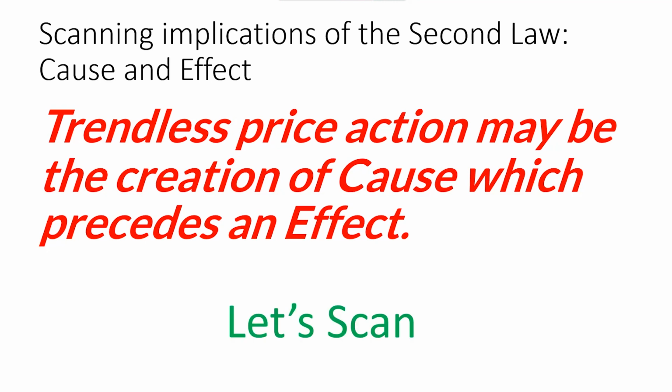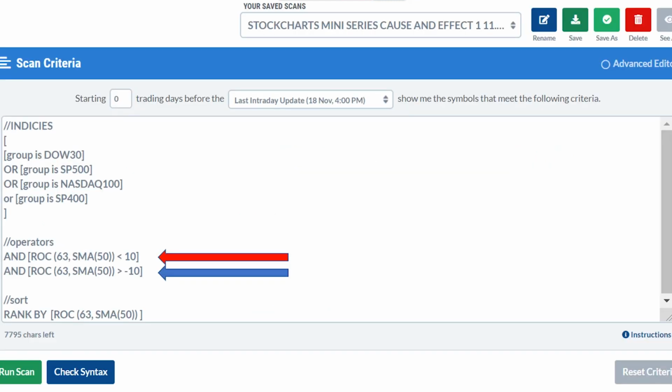Well, let's scan using the concept of cause and effect. So we're back to a very simple scan: rate of change, 63 periods of the SMA 50. The scan engine lets us define how big or small we want the change. Our first scan was merely greater than 0. But what if we constrain the price action, bracket the price action, such that over that period it's less than 10, and 10 is percent, or it's greater than negative 10.